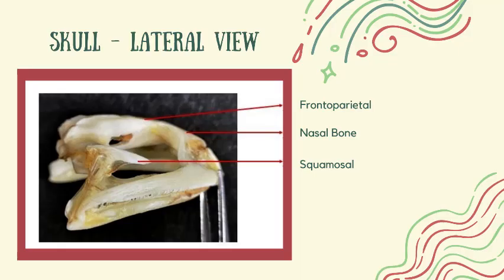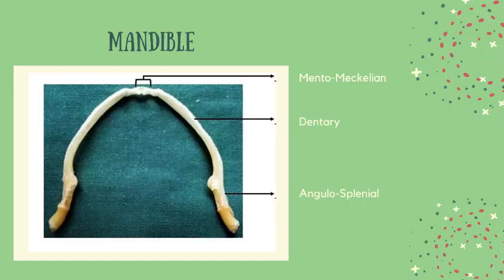Next is the lateral view of the skull. Here are the frontoparietal, the nasal bone, and the squamosal. Next is the mandible. The first arrow is the mentomeckelian that links the two halves of the jaw.